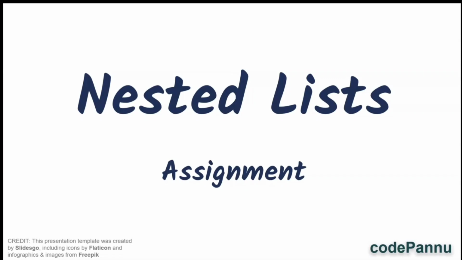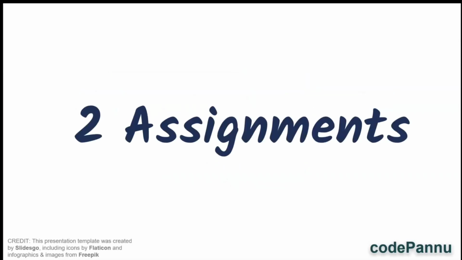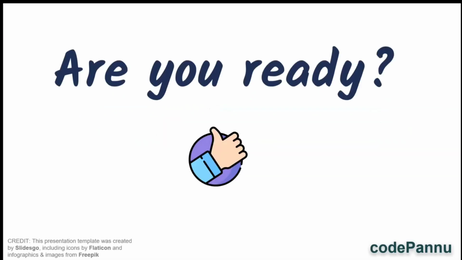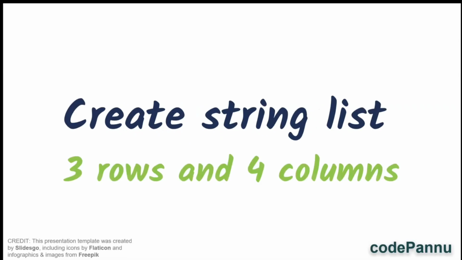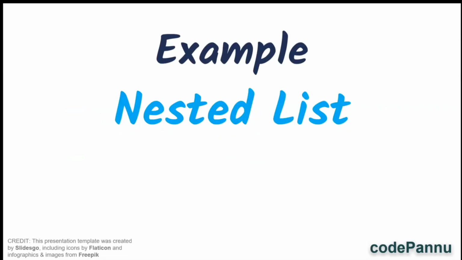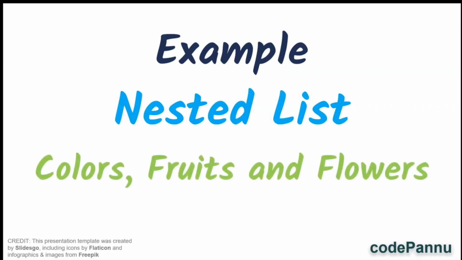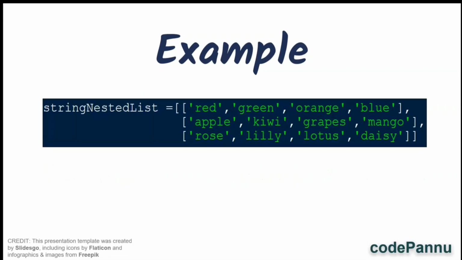Assignment on nested list. Hi, in this video, let us do 2 assignments on nested list. Are you ready? First assignment is create a string list with 3 rows, 4 columns and print it. Let me show you an example of nested list I have created with colors, fruits and flowers as 3 lists inside our nested list.